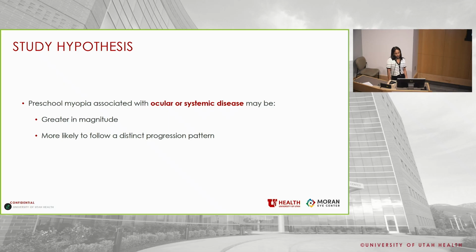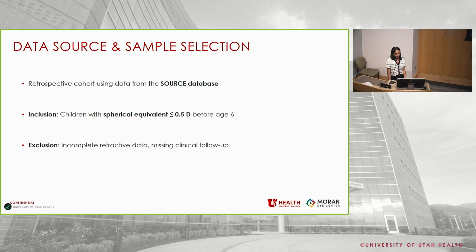All right, so moving forward to the study framework, my hypothesis is fairly simple. It means that preschoolers with myopia linked to systemic as well as ocular disease could potentially show a different progression pattern and might be greater in magnitude. So we want to test this with a retrospective database. And just like Ashley, we'll hopefully be using the source database. This is a large EMR-derived cohort. We're going to be casting a pretty wide net, but applying fairly strict inclusion criteria.